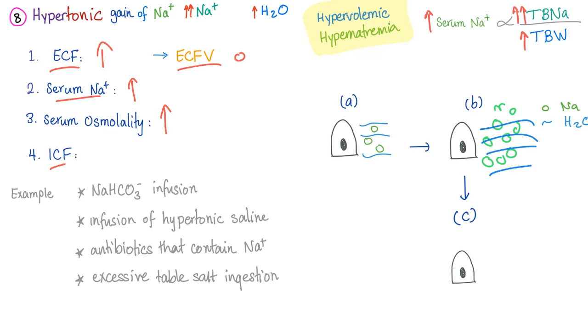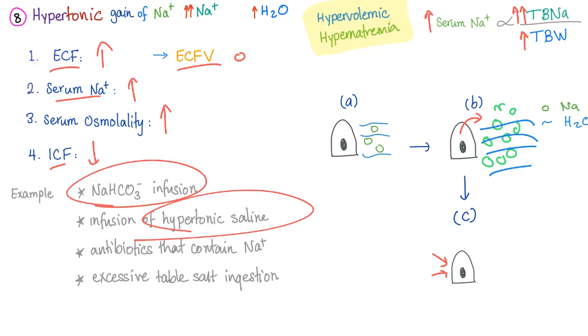suddenly the ECF has more tonicity and osmolality. It's going to pull water outside of the cell. The cell is going to shrink. ICF contraction. Examples: when you infuse sodium bicarbonate, when you infuse a hypertonic saline, some antibiotics contain sodium, and excessive salt ingestion. I don't know why you would do this.